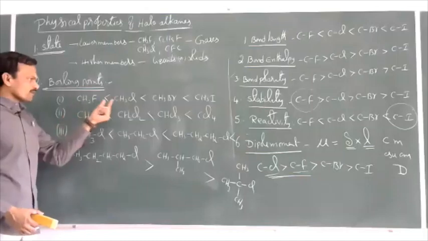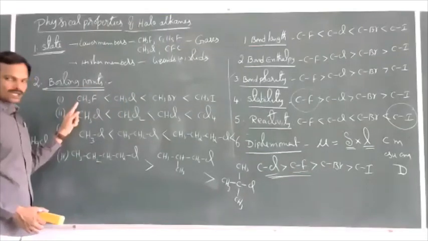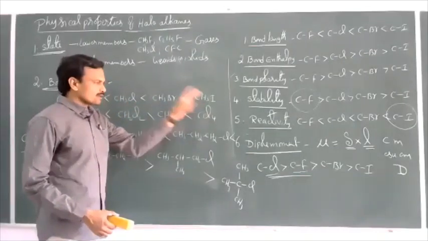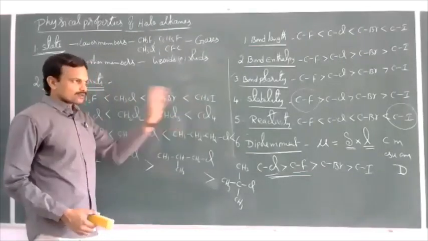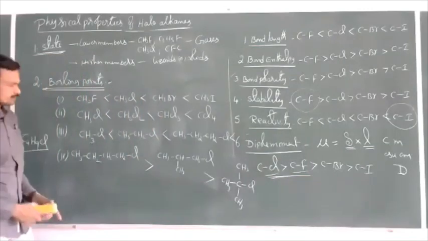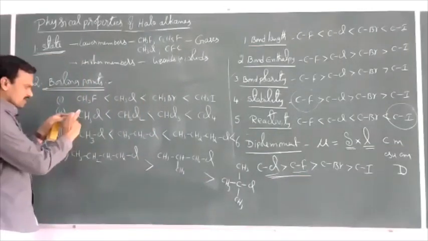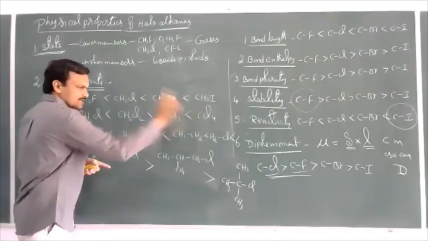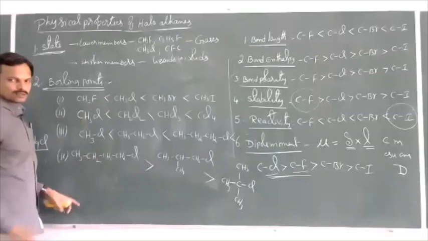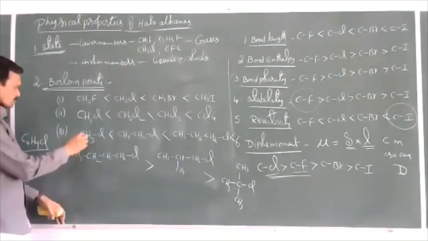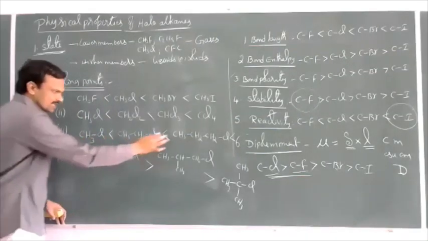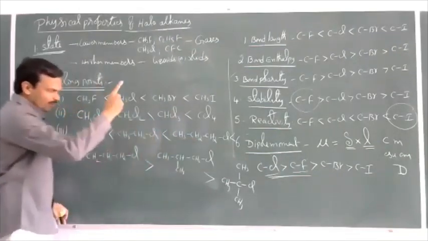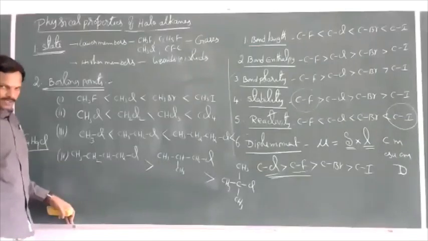For the same number of carbon atoms, that is for the same alkyl group, as the size of the halogen increases, that is from fluorine to iodine, the boiling point increases. Next, for the same number of carbon atoms, as the number of halogen atoms increases, the boiling point increases. Next, for the same halogen atom, as the number of carbon atoms increases, the boiling point increases.